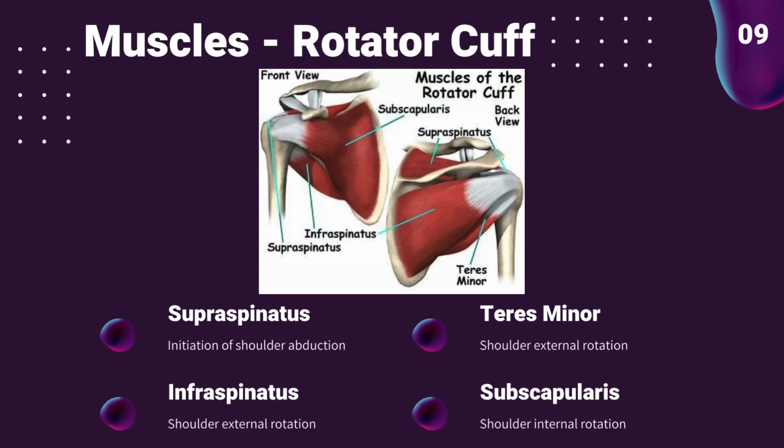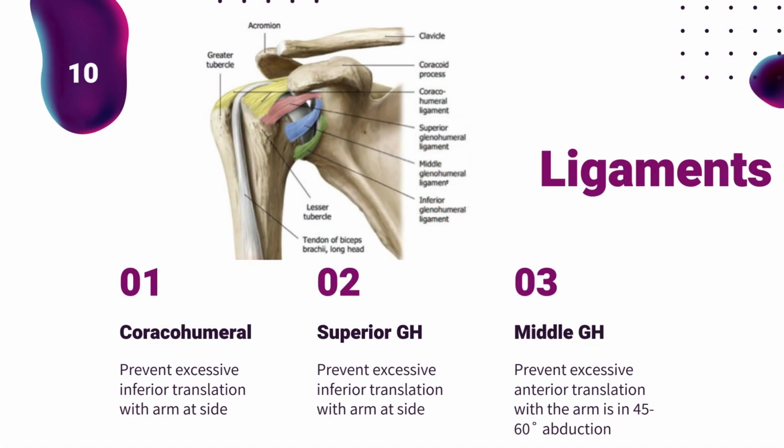The infraspinatus is the muscle below the spine of the scapula, and teres minor is inferior and a little bit deeper than the infraspinatus. And the subscapularis is on the anterior part of the scapula. Next, we're going to talk about the ligaments of the shoulder, and there's going to be 2 slides, so here we'll cover the first 3.